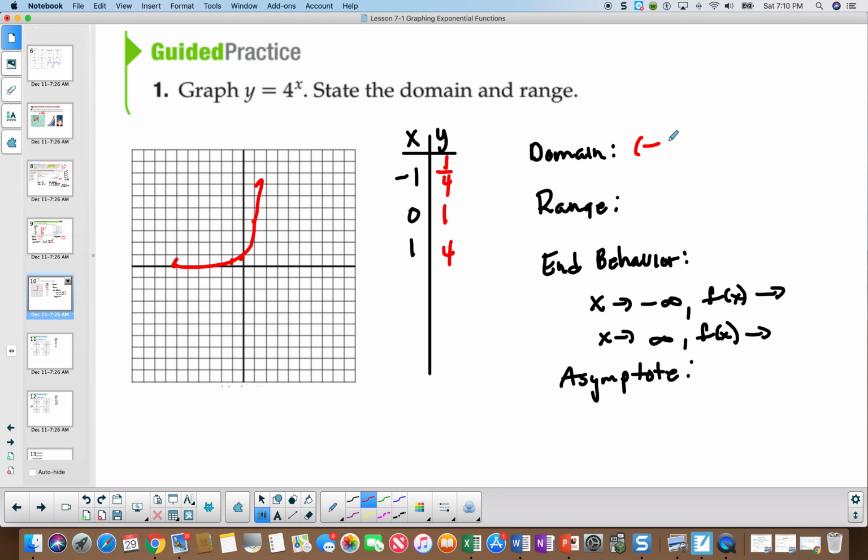So the domain is negative infinity to infinity. Range is 0 to infinity. Remember, do not put a bracket there. In behavior, as it goes to negative infinity, that's 0. As it goes to positive infinity, it'll be positive infinity. And because of this, we have asymptotic behavior, which is y is equal to 0.